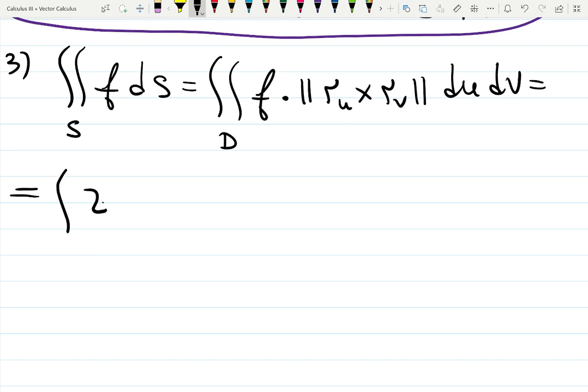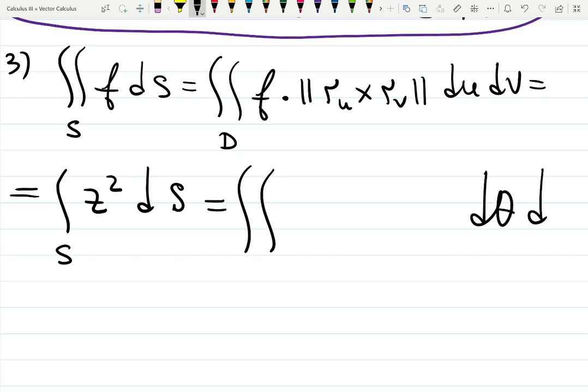Let's see. It's going to be z squared dS. That is the formula, over S. That will be a double integral. At the very end, d theta, d phi. So that will describe the limits of integration. D phi we agreed from 0 to pi. D theta from 0 to 2 pi. A complete spin around and from north to south pole.